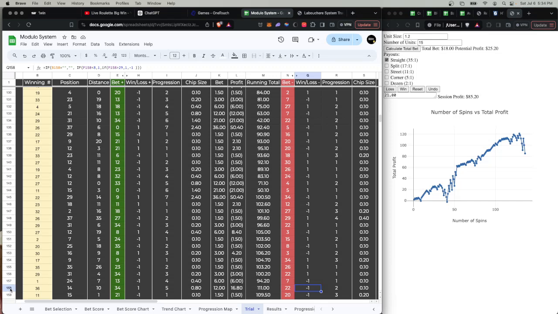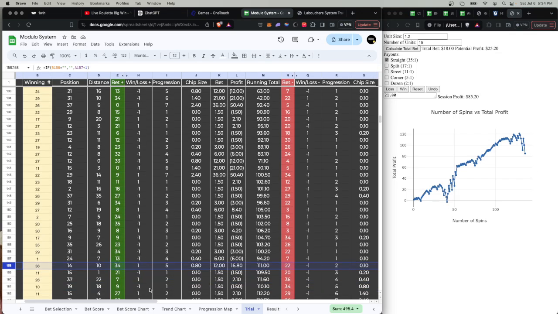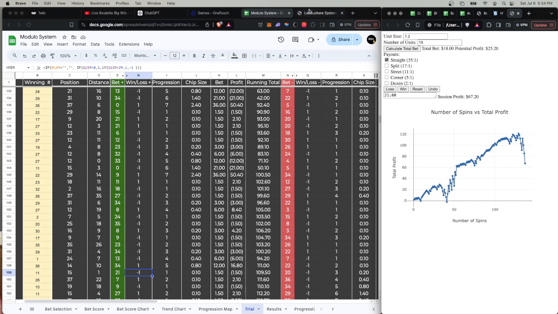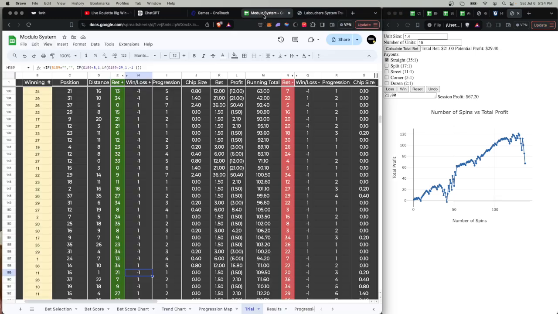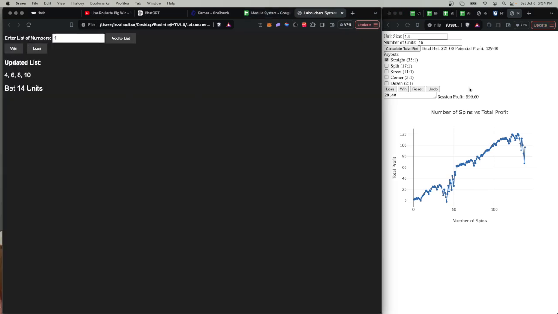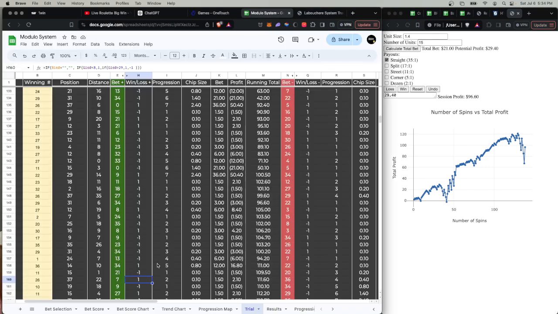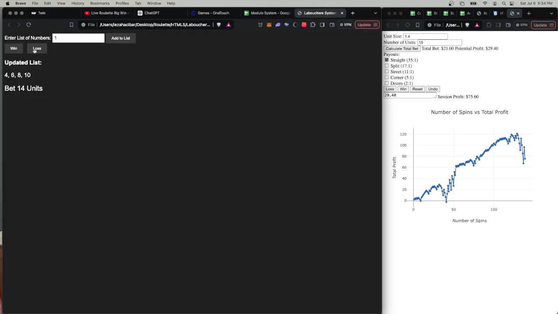We change our trend. And you can see we get another loss. So that's another loss. We're up to 14 units now. And we win on the next one. So that's a win. But we're still at 14 units. And we lose. So now we're at 18.